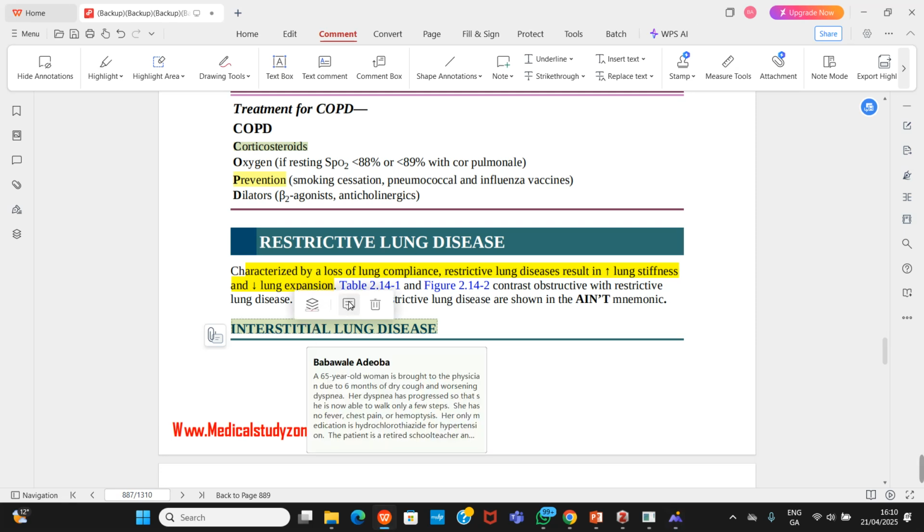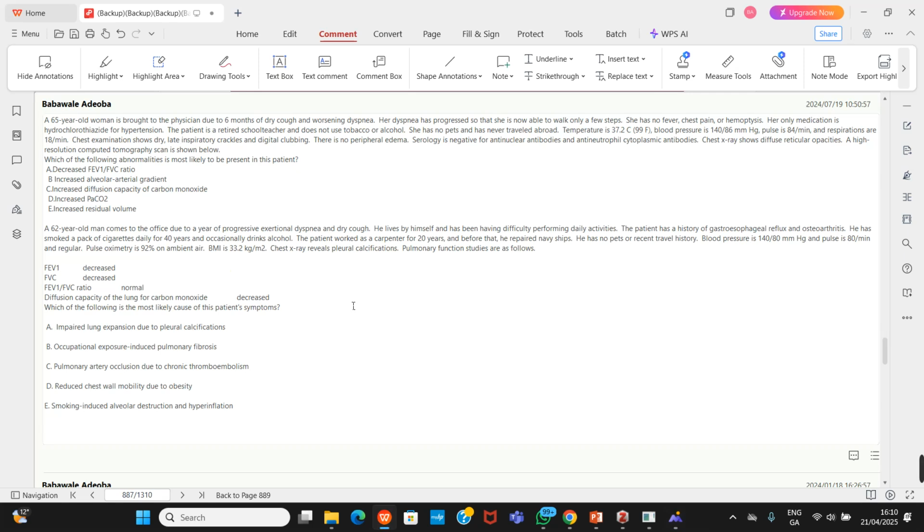So let's go back. Yes. So what's our answer? Increased alveolar-arterial gradient. So can we just eliminate the others? Decreased FEV1/FVC ratio. Why are we not picking that? That's an obstructive pattern. Exactly. Increased diffusion capacity for CO. What do we expect?